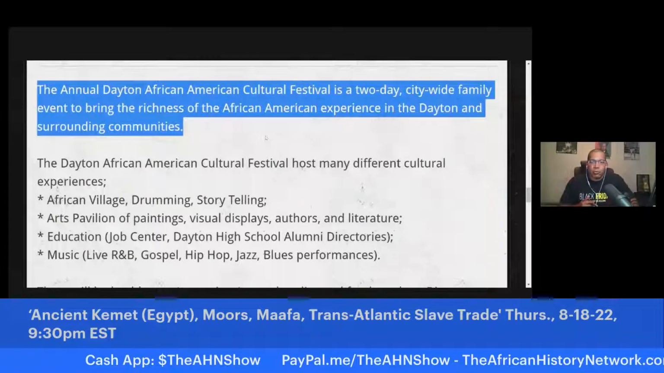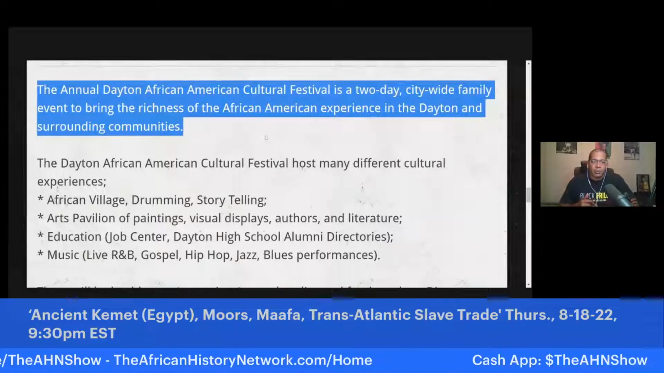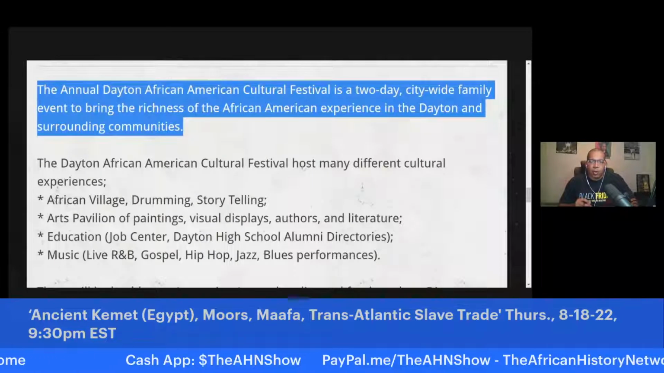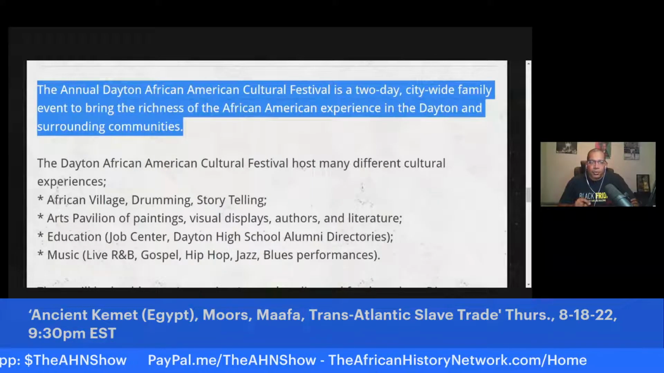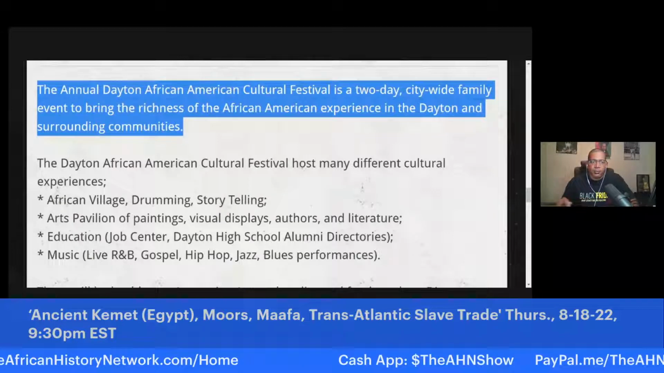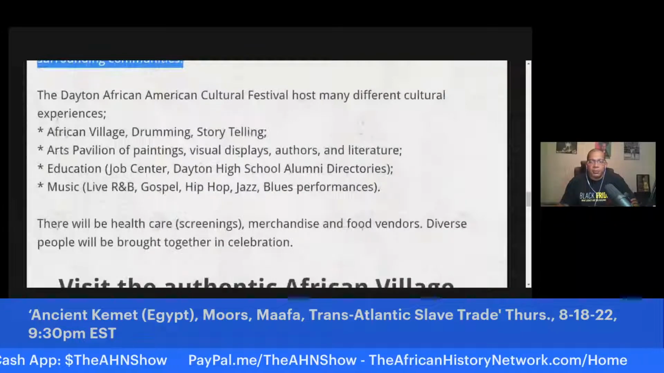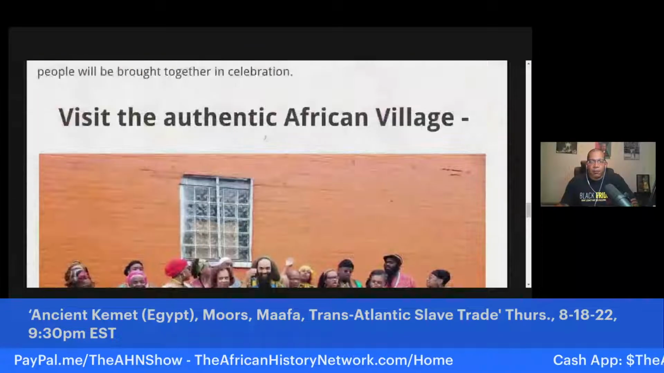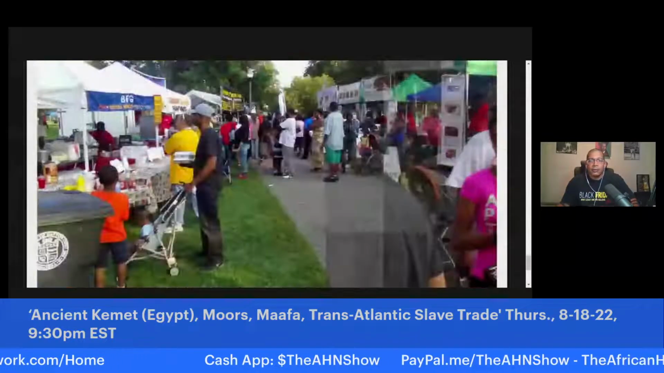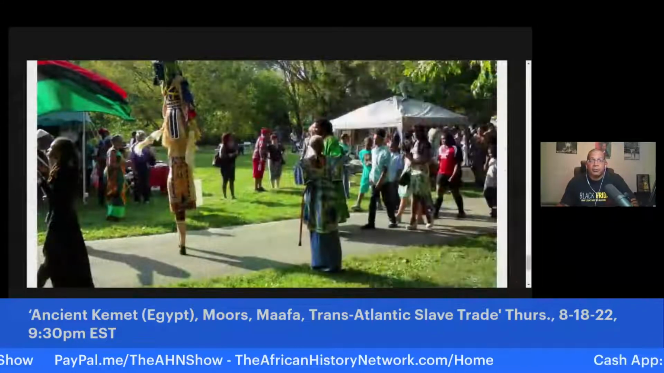The festival hosts many different cultural experiences: African Village, drumming, storytelling, an arts pavilion of paintings and visual displays, authors and literature, education, a job center, Dayton High School alumni directories, and live R&B, gospel, hip hop, jazz, and blues performances. Then they have the authentic African village. Okay, they have all this there. All right, so check this out. This is from a previous year or years.